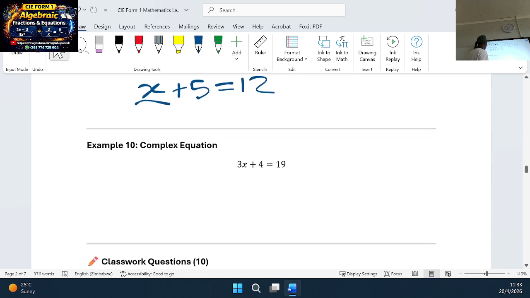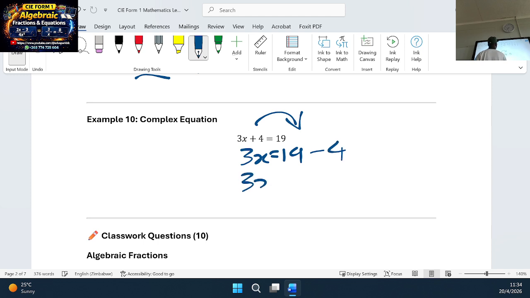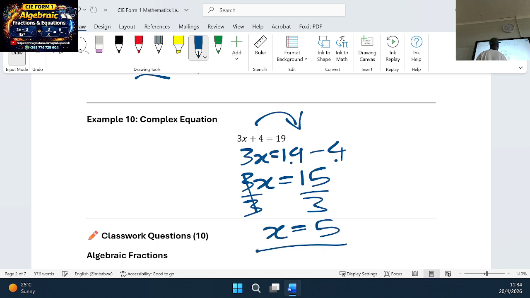So moving on to the last question. It's a complex equation, but we are going to use the same steps where we say this 4 has to change side, and we'll use the change side, change sign method. So when it crosses, we remain with 3x, and the other side will have 19. But initially it was positive. When it crosses, it becomes negative. So we end up having 3x equal to 19 minus 4, giving us 15. Then I'll divide both sides by 3, and here it cancels. So actually my x will be 5.